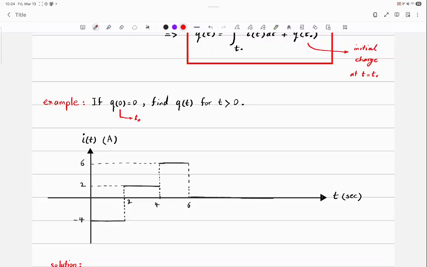What's the other way to do it? I want you to pick whatever you're more comfortable with. The current, because negative current is the same as the other direction. Perfect.